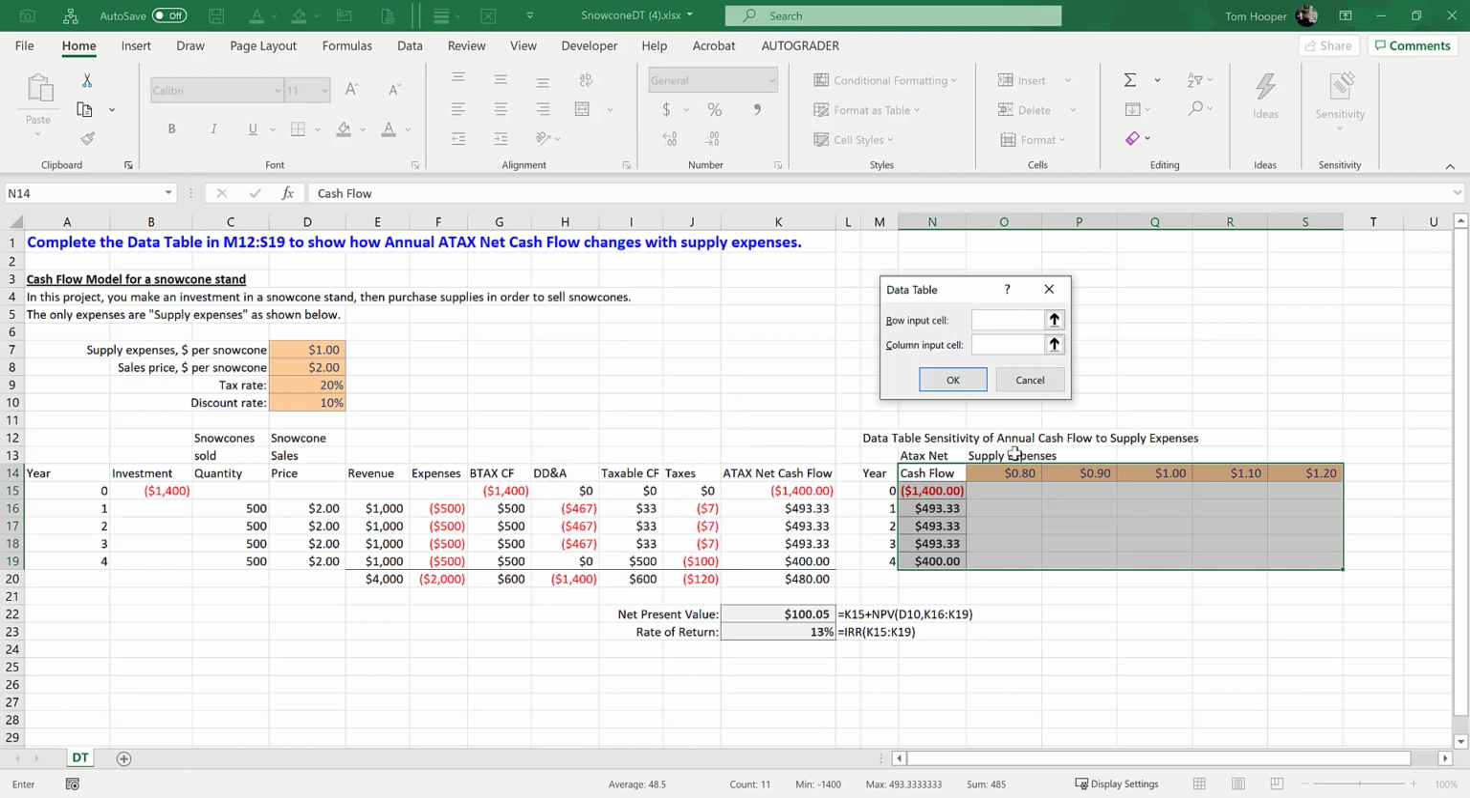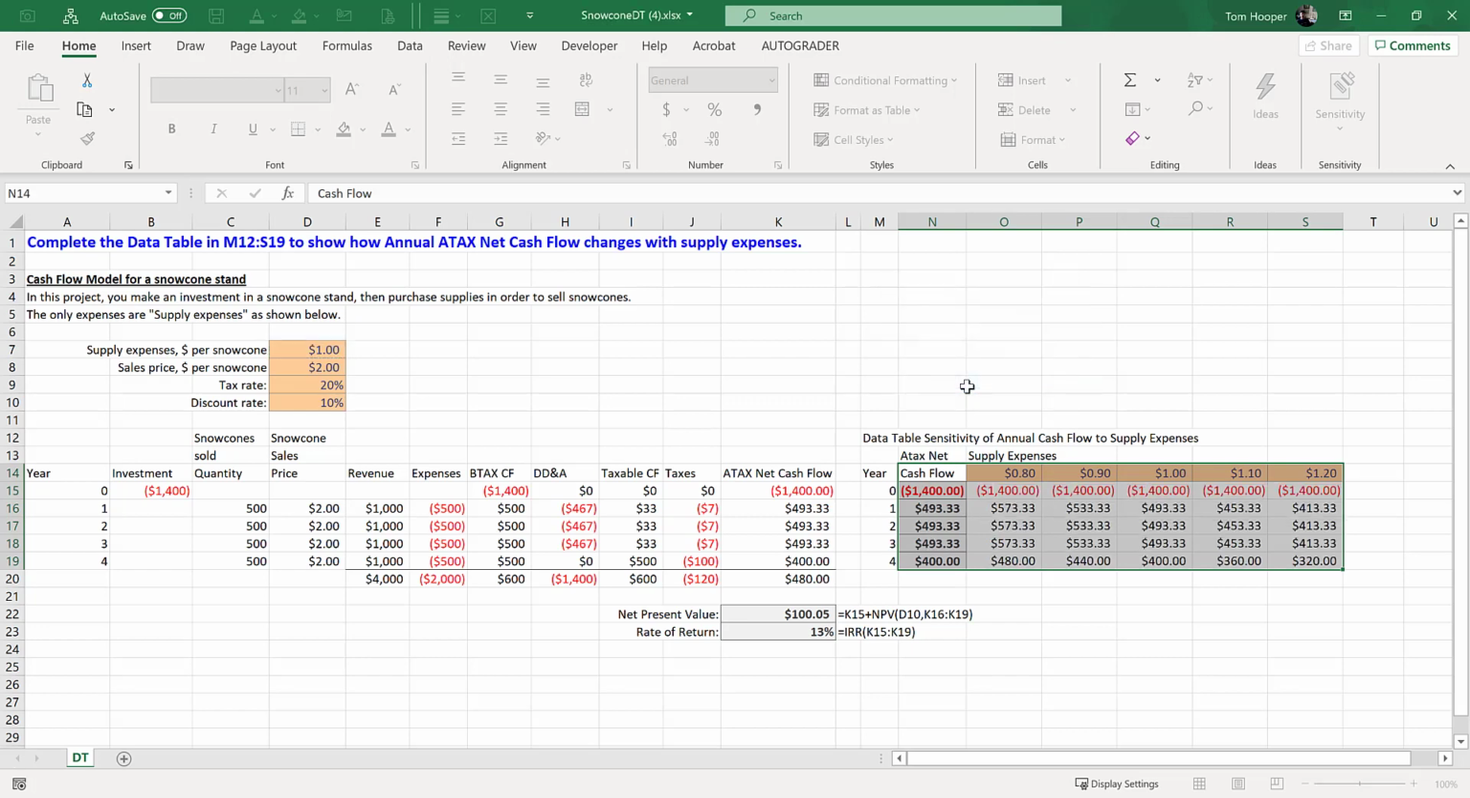And so I'll select enough and only enough to get the formatted cells, do my data table shortcut, and then the row input. Do I have a row input? Yes, I do. I have inputs in a row right there, and they are supply expenses. So they go here. Do I have a column input cell? A lot of you tried, but no, there's no column input cell. There's a column of output cells, but that's because this is a 1D horizontal data table with more than one output.